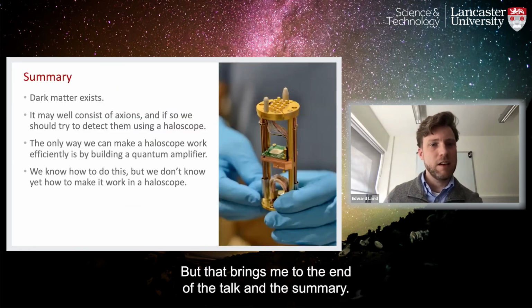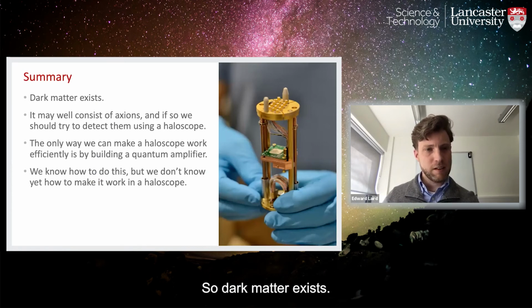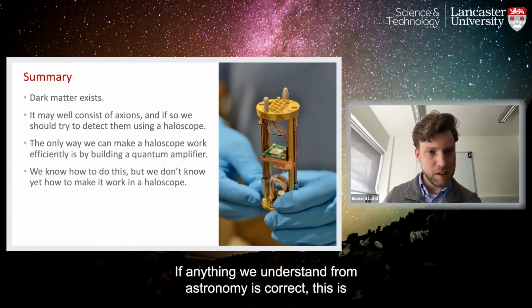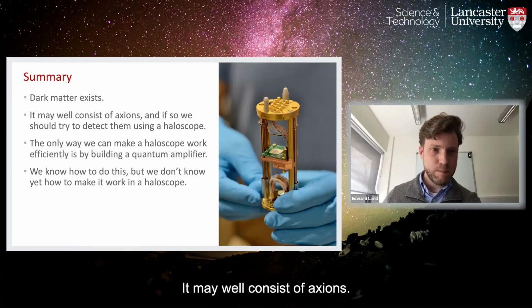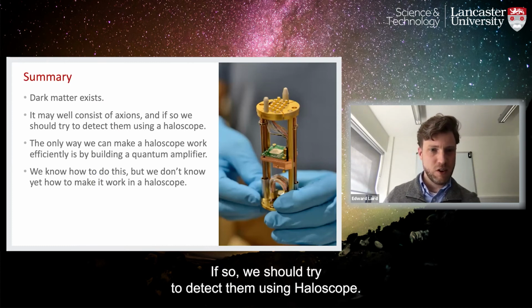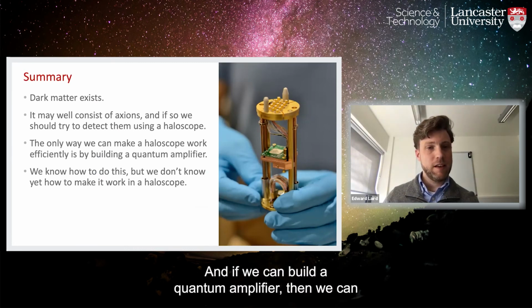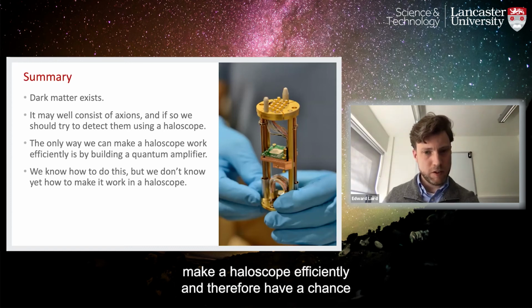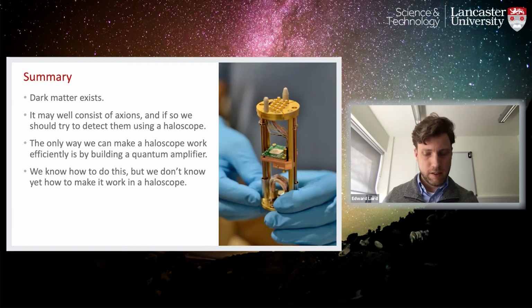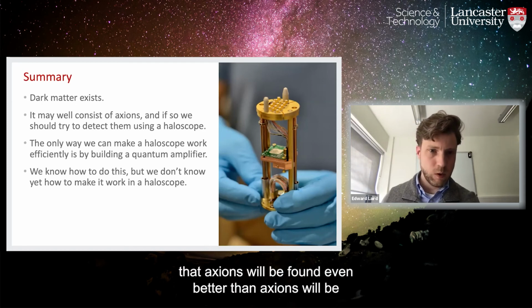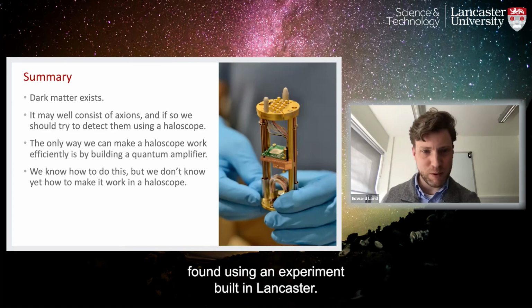But that brings me to the end of the talk and the summary. So dark matter exists. If anything we understand from astronomy is correct, there seems no way to avoid this conclusion. It may well consist of axions. If so, we should try to detect them using a haloscope. And if we can build a quantum amplifier, then we can make a haloscope efficiently and therefore have a chance that axions will be found, even better, that axions will be found using an experiment built in Lancaster.